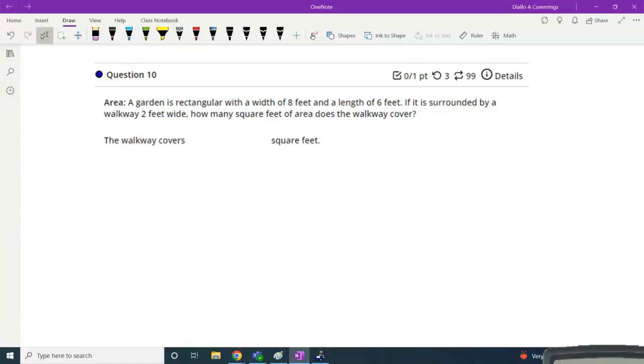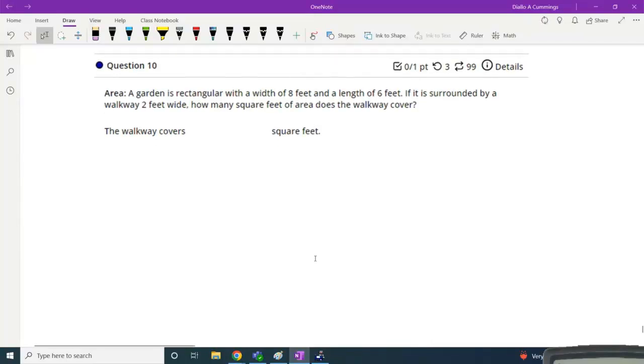A garden is rectangular with a length of 8 feet and a width of 6 feet. So I'm going to sketch that out. And it says it's surrounded by a walkway that's 2 feet wide. How many square feet of area does the walkway cover?